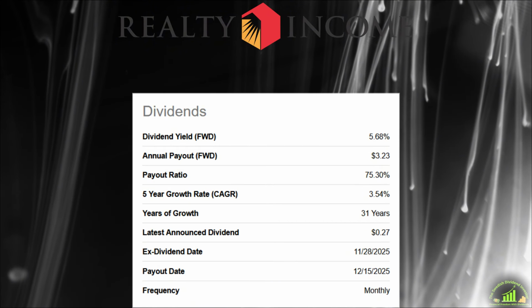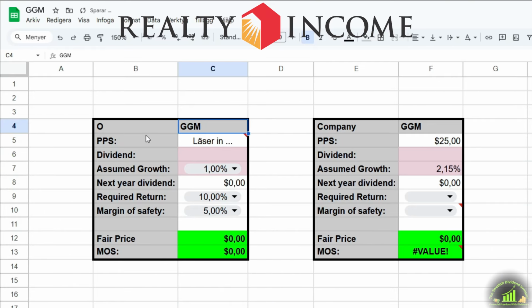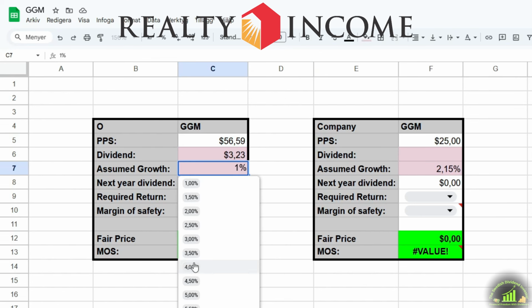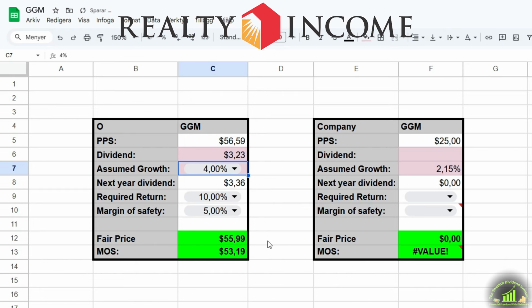So, switching over to the model, we first enter the ticker O, followed by the annual dividend. We will use a 10% discount rate or rate of return. I'm going with 4% growth for the dividend. Why 4%? I don't think 2 to 3% growth from inflation and 1 to 2% organic growth is that exuberant. And we get an intrinsic value of 55.99 or 53.19 with a 5% margin of safety. Pretty close to where we are at today. So this is a candidate for a deeper dive.